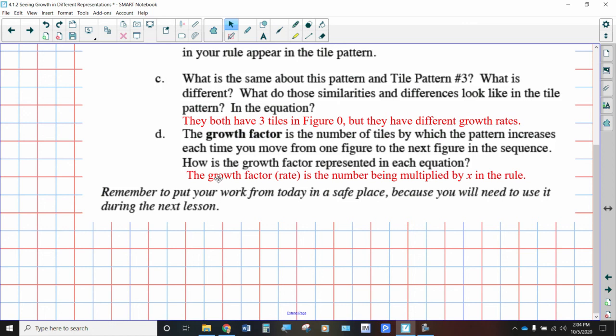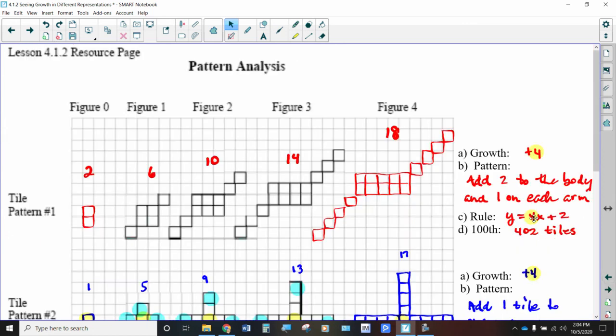So remember the difference between a coefficient and a constant in algebra. The coefficients are the numbers being multiplied times variables. Constants are the numbers themselves that are not attached to variables. So in this case, what remains constant in each one of these? The original 2. That stays the same. And for every figure number, especially all the way up to the 100th figure, you'd multiply the figure number times 4 and then add the original 2.